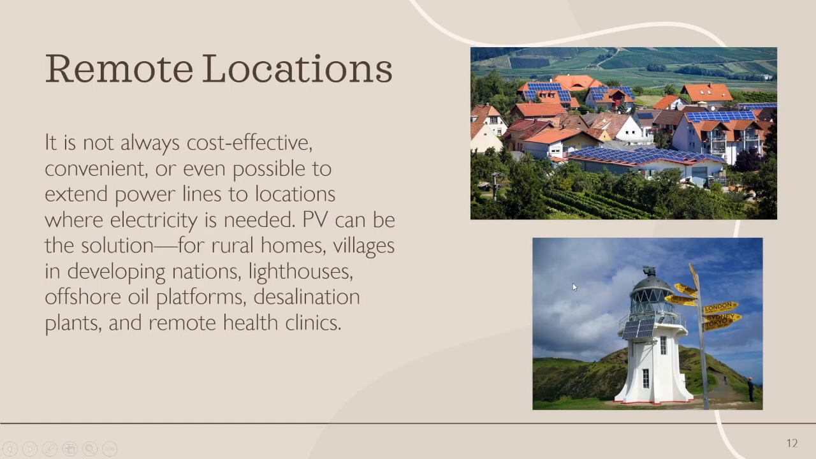Next, we have remote locations. It's not always cost effective, convenient, or even possible to extend power lines to locations where electricity is needed. PV can be the solution for rural homes, villages in developing nations, lighthouses, offshore oil platforms, desalination plants, and remote health clinics. So, there are some geographical locations where power lines cannot be extended, and the use case might be very low. For example, a small village would require less power, and a lighthouse would require very little power.